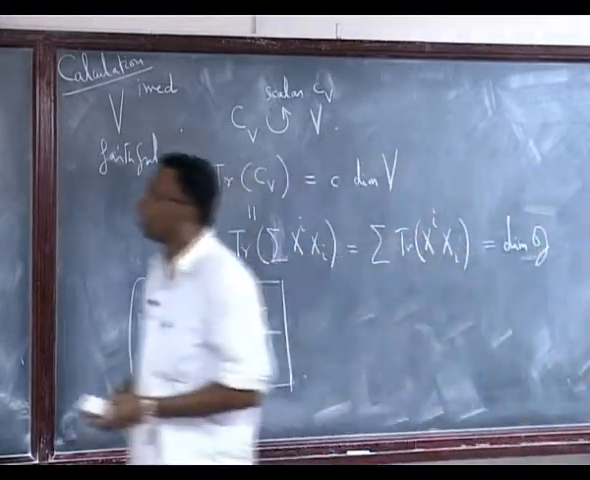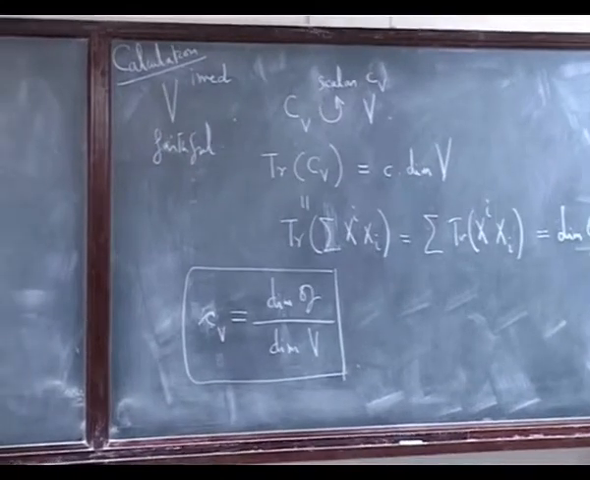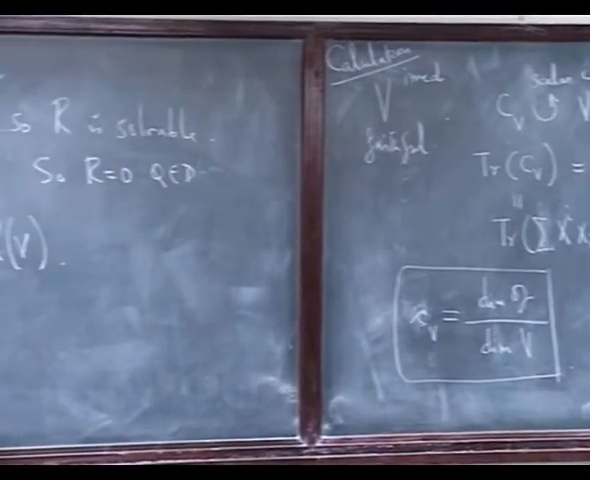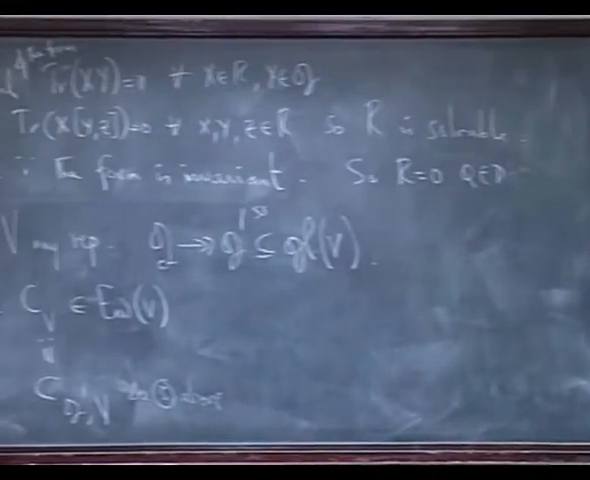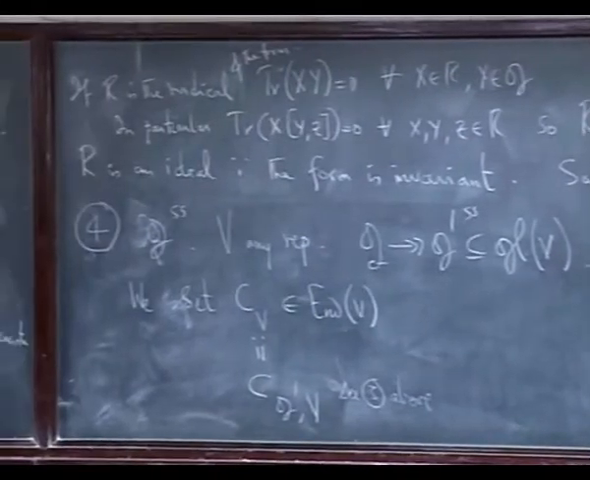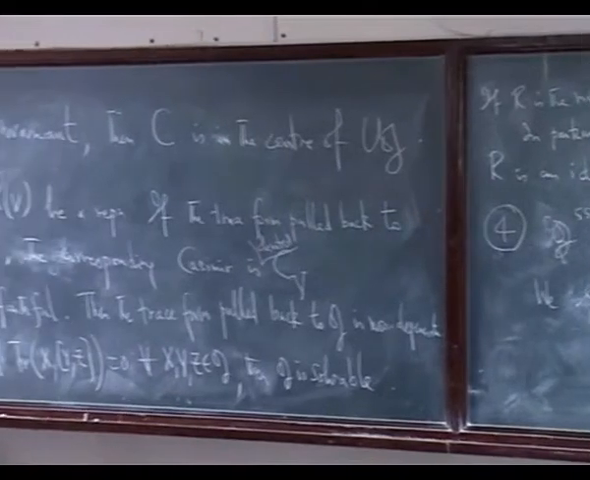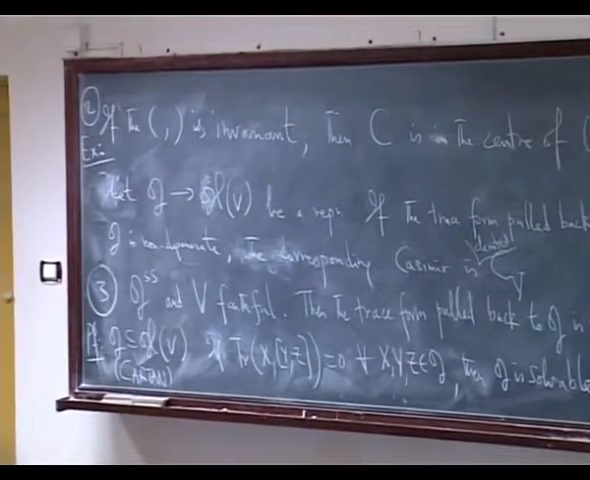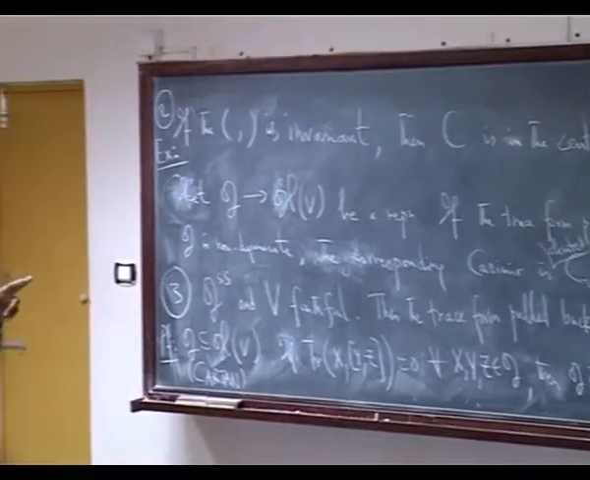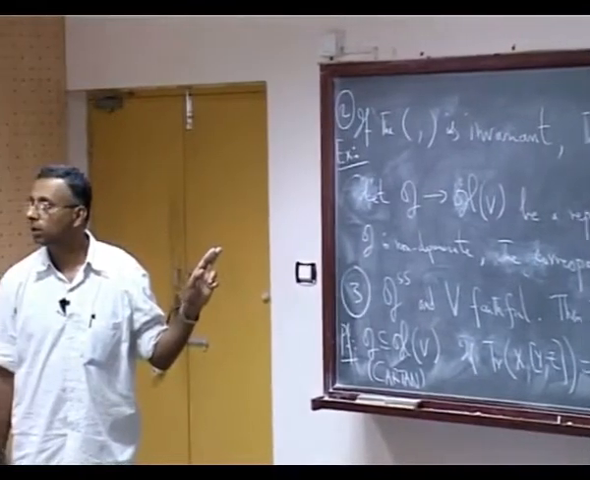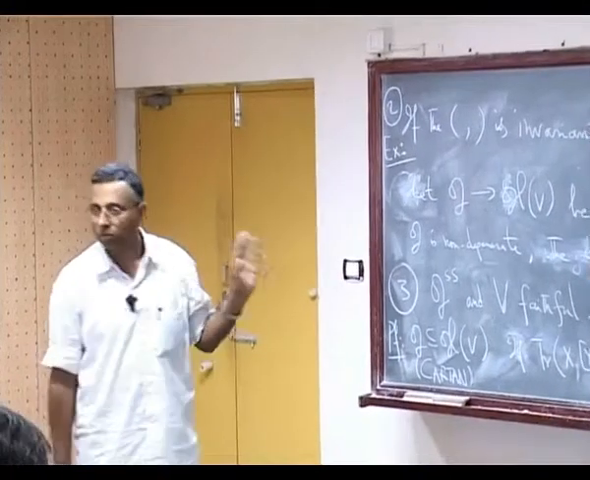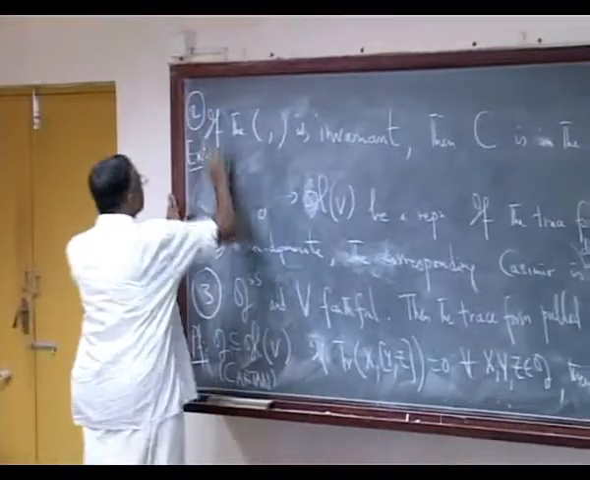Now let me illustrate the use of this by proving a particular case of Weyl's theorem. How the Casimir enters into the proof of Weyl's complete reducibility theorem. So let's do that.